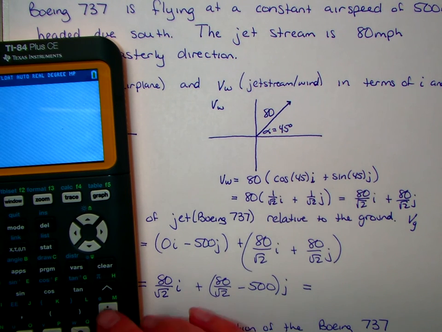So 80 divided by the square root of 2 is 56.57.